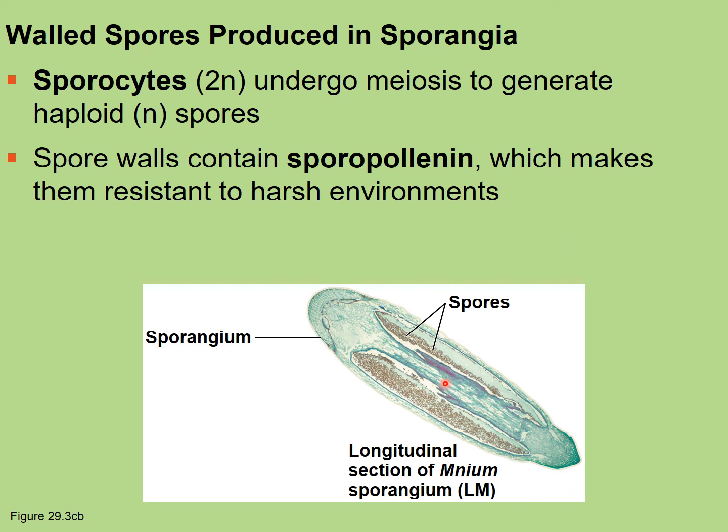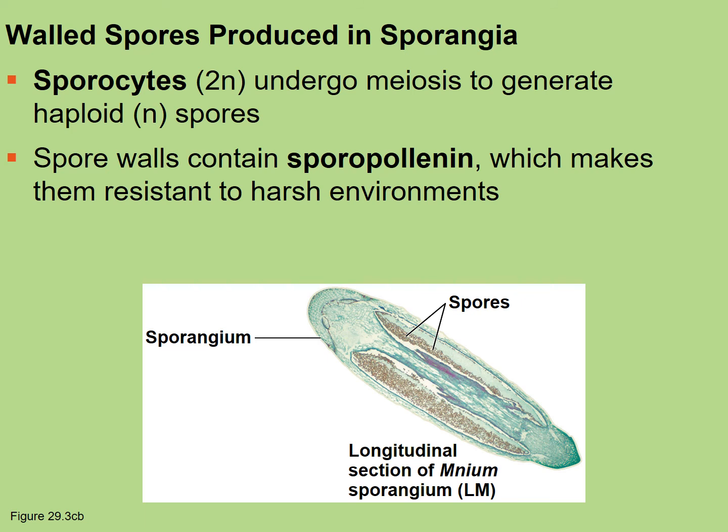Like I said, looking a little bit closer at the sporangium, this shows the whole capsule. Inside the capsule, we can see there are spores. And like I said before, it's the sporocytes, which are diploid, that are going to undergo meiosis to produce the spores.